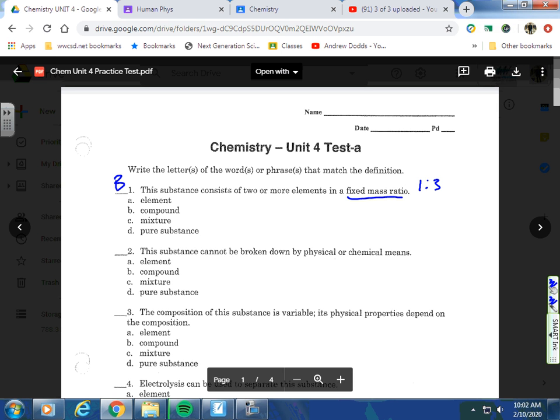Number 2, this substance cannot be broken down by physical or chemical means. So we can break mixtures down by physical, we can break compounds down by chemical. We cannot break down elements any further than they are already broken down. So number 2 is A. Number 3, the composition of this substance is variable. Its physical properties depend on the composition. There we're talking about a mixture. So 3 is C.